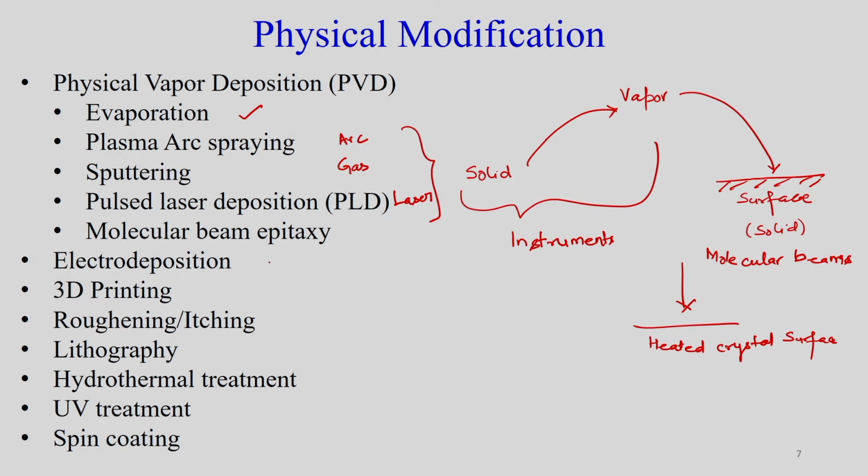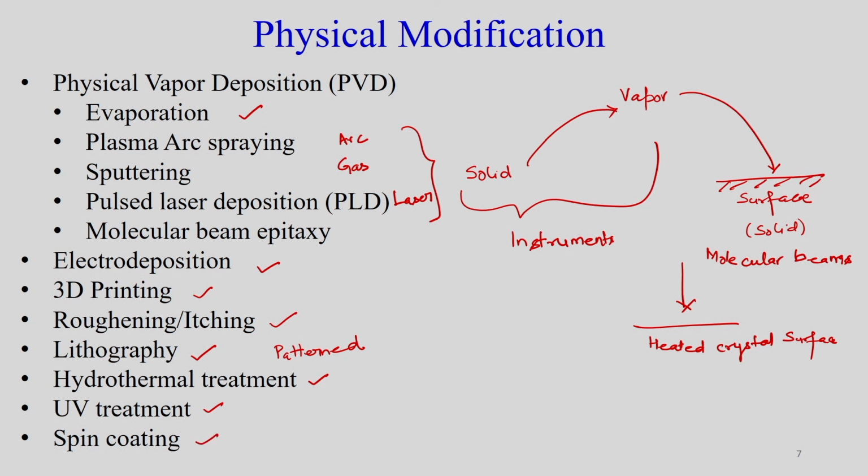Other methods may be electrodeposition, or computer programmed 3D printing. We can do roughening, or you can say etching of the surface. If you want to make patterned surfaces, we can go for lithography. Also one can go for hydrothermal treatment: you keep the material in the presence of solvent, give a high temperature at a very high pressure. One simple method may be UV treatment, if you want to expose the outermost layer to UV.